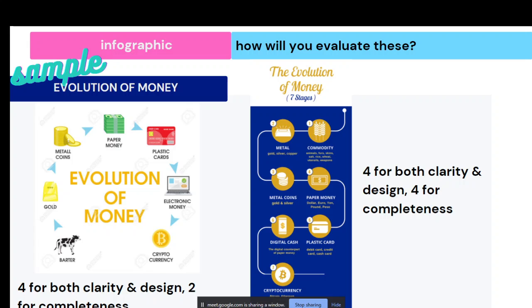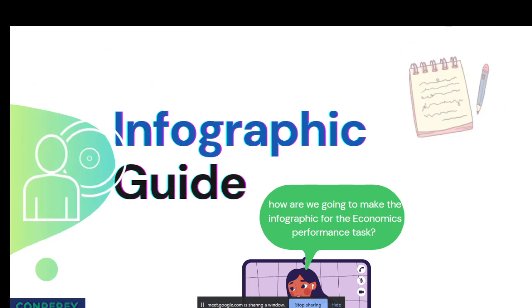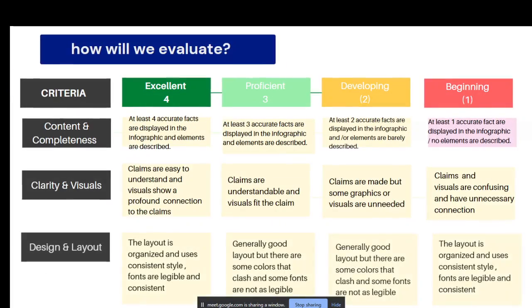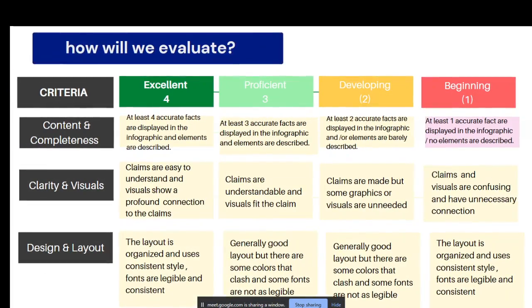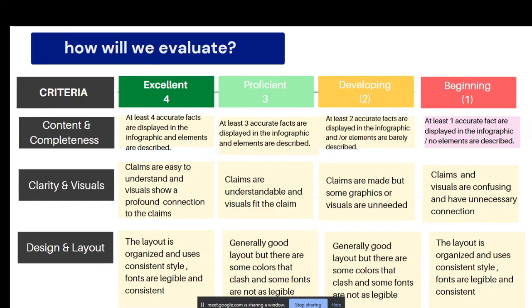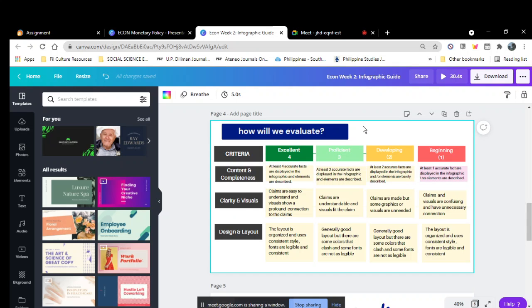I will detail the other examples later on sa video. Just watch the video. Pero for now, ito yan. So use this as a guide so that you could do your infographic. And make sure while you're trying to do your infographic, you also consult the rubrics para malaman niyo kung ano yung standards, 'di ba, ng ating infographic. So that's it for now.